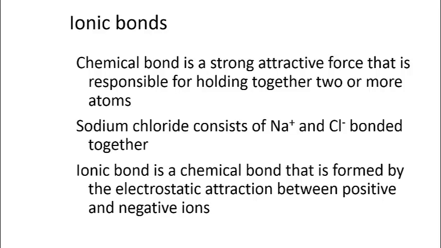The properties of a substance such as sodium chloride, or NaCl, are determined in part by the type of bond that occurs between the sodium and the chloride ions. A chemical bond is a strong attractive force that is responsible for holding together two or more atoms. Sodium reacts with chlorine to form a chemical bond.